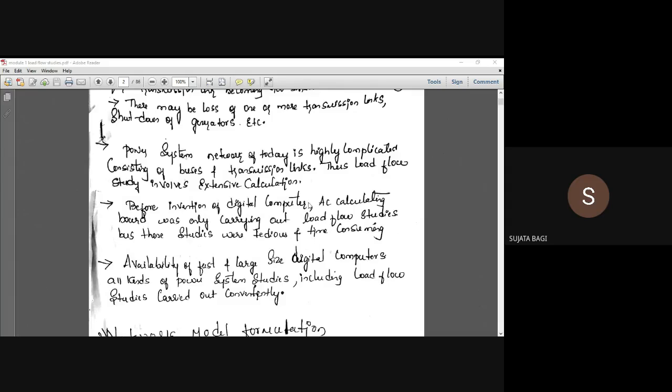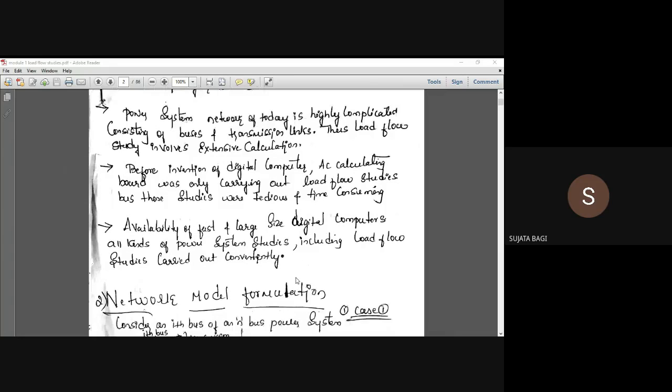That's why, to overcome that, they now go for digital computers. Digital computers consume less space, and obviously they won't consume that much time. That is what we want. Now the world is totally digital, right? So all kinds of power system studies, whatever load flow studies there are, we can now carry out conveniently and smoothly using digital computers.